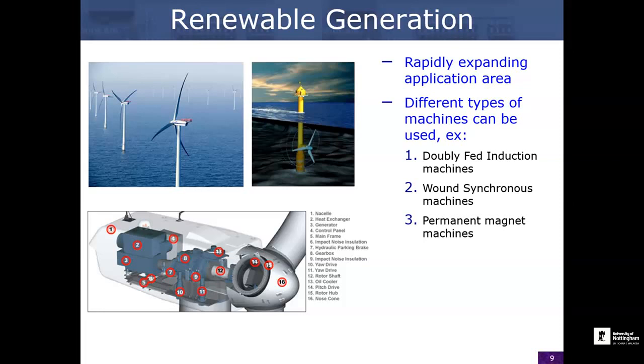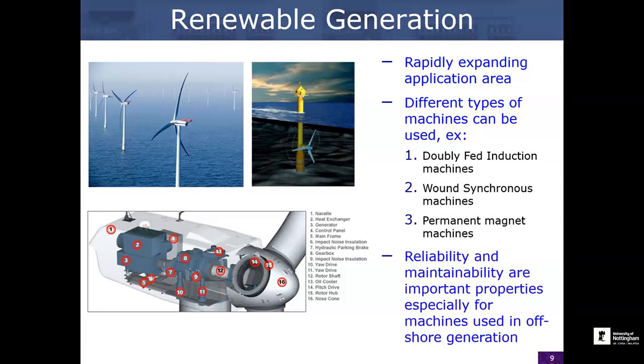We have different types of machines, some of them quite exotic: induction machines, some synchronous machines, some using permanent magnets. There's different technologies. And of course, some of them, as I mentioned, use gearboxes, others try and avoid that. But one of the main things straight away in renewable generation is that reliability and maintainability are massive parts of this, especially for offshore generation.